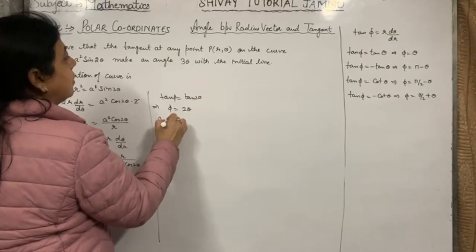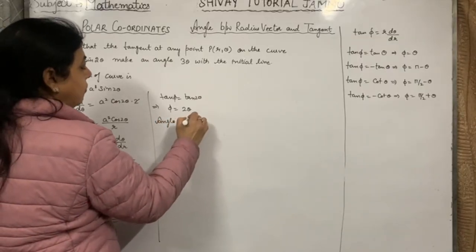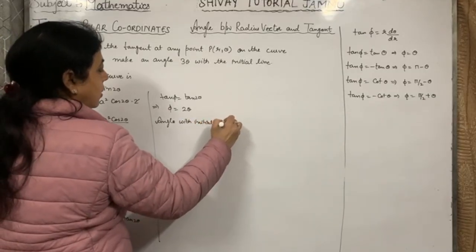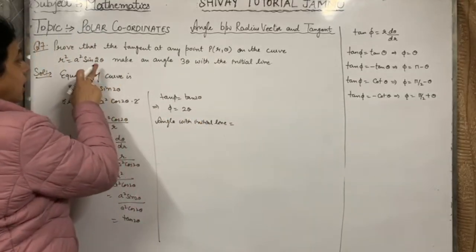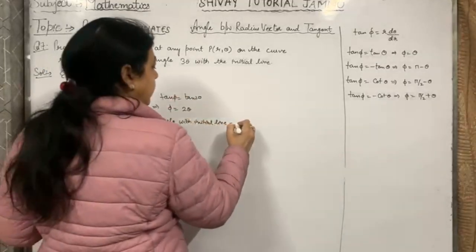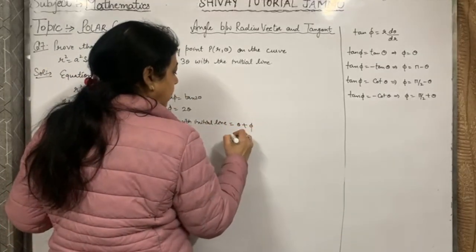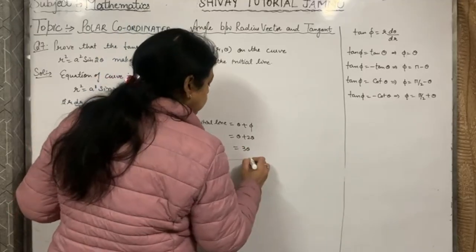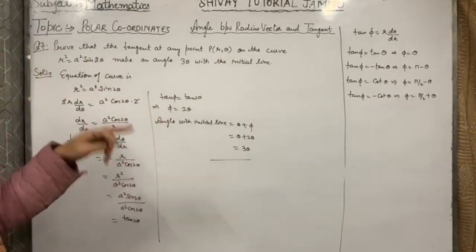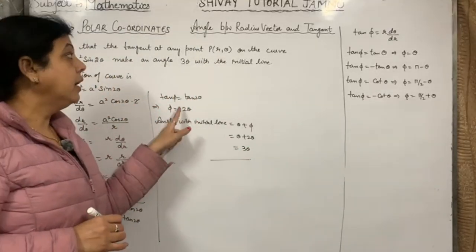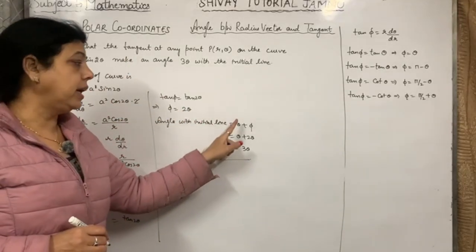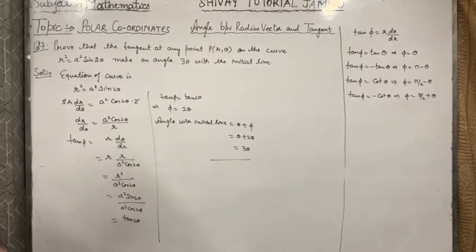Angle with initial line is, starting angle is theta, theta plus phi, that is theta plus 2 theta is 3 theta. This is the angle with initial line. This is angle with the tangent vector. Okay? And now what is angle with initial line? That is theta plus phi.